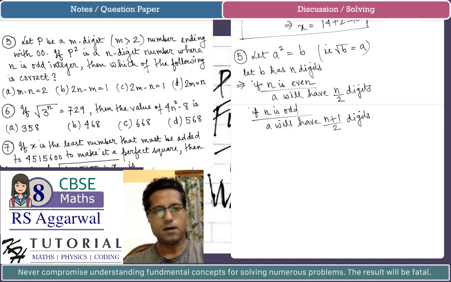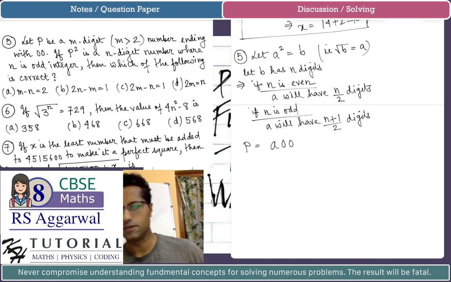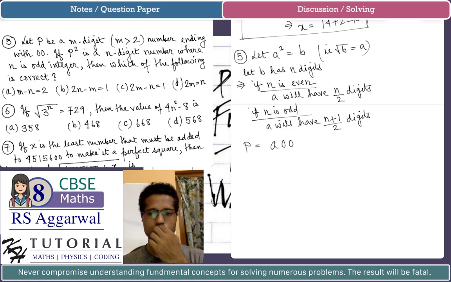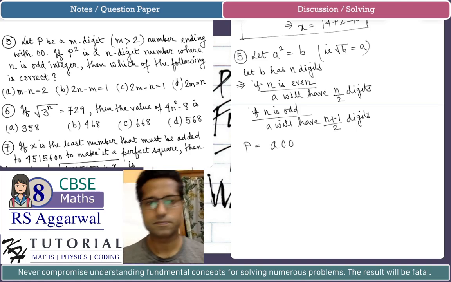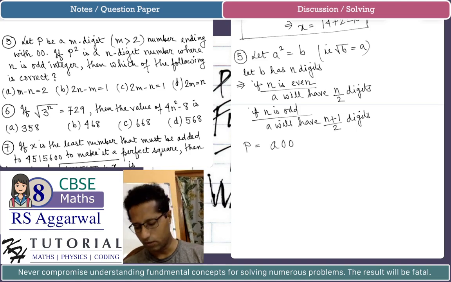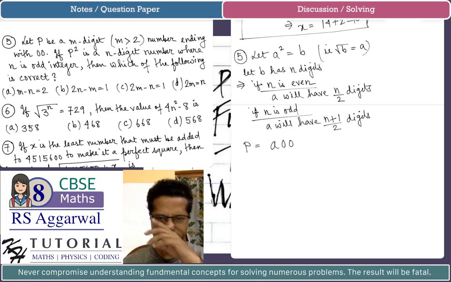So P is an m-digit number ending with 00. So let's say P is something like A00, where A is some natural number having at least one digit. Since m is greater than 2, the number of digits in A has to be at least 1. Okay.